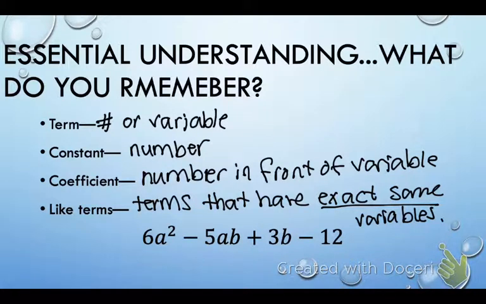Okay, so if I'm actually looking at this, there are no like terms here because this is an a squared. There are no other a squareds. This is ab. There are no other ab's. And this is just a b. There are no other b's. And again, you can pause this, write it down. I'm moving on.